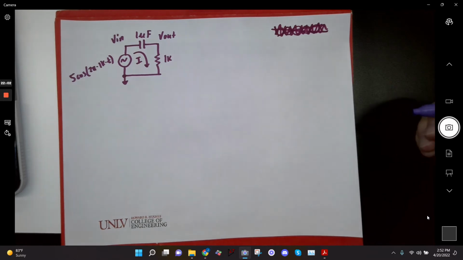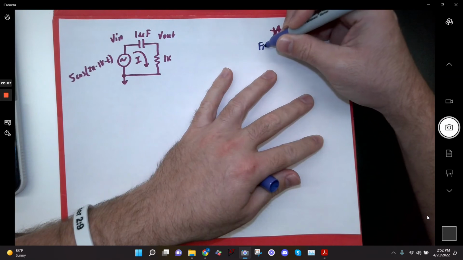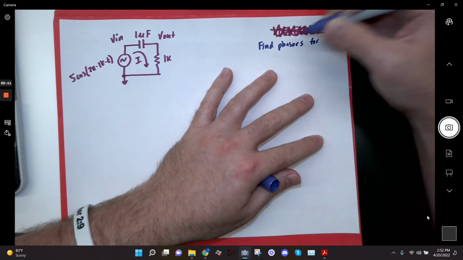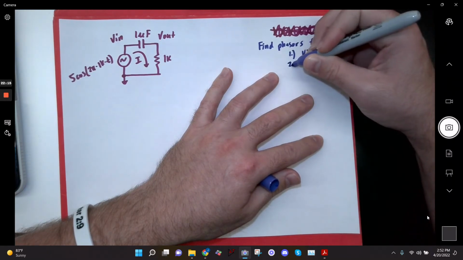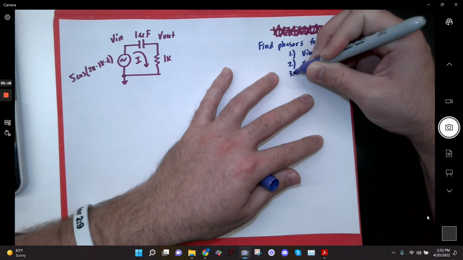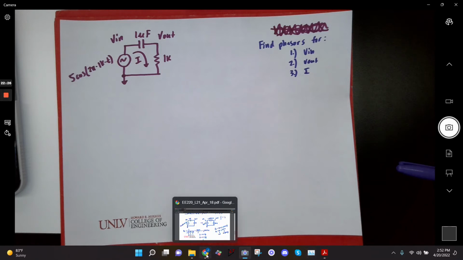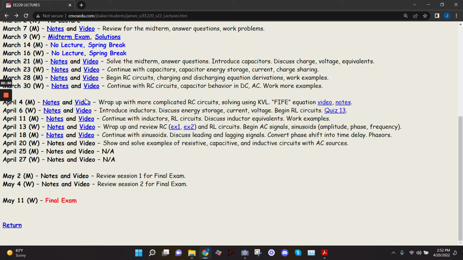Okay, so let's go. I said let's find phasors for V in, V out, and I. So this is the gist of the hard part of your homework, and we're going to go through this. We have the entire class. We're not doing a quiz today. Let me go look at the assignment again so I can see if I asked anything else. I don't think I did.